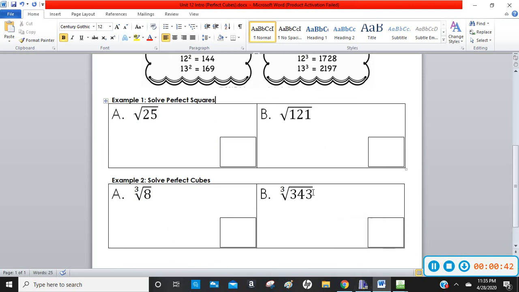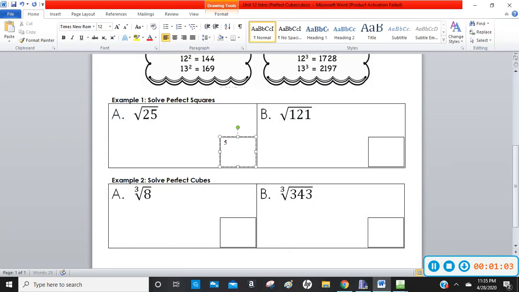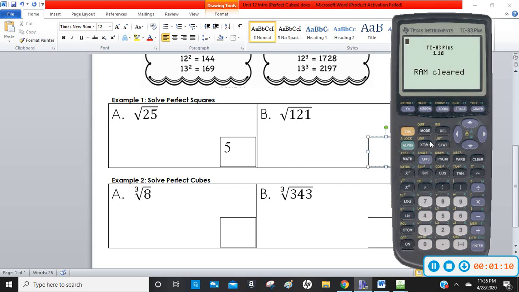Now, I had you guys use the Google calculator for the last unit. And so looking at that Google calculator, I see that we do have the square root feature. So if I wanted to put in 25, it would have to go into those parentheses there. And then you would get that it's 5, right? So we can fill that in that it's 5. Okay, then same thing for part B, the square root of 121. So we could do that here, second square root 121. That would be 11.